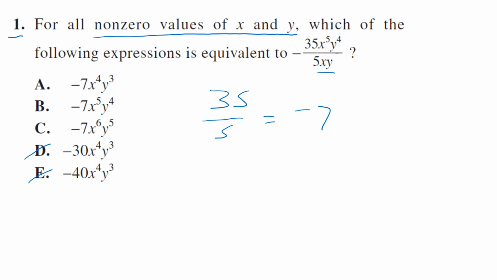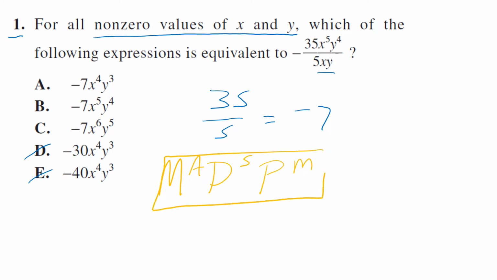And now let's work with the exponents. When you multiply exponents, you add; divide, subtract; raised to a power, you multiply. Just remember MADSPOW. That's kind of an easy acronym to remember. So we have x to the 5 divided by x to the 1. So 5 minus 1 equals x to the 4th. So that's going to be choice A.